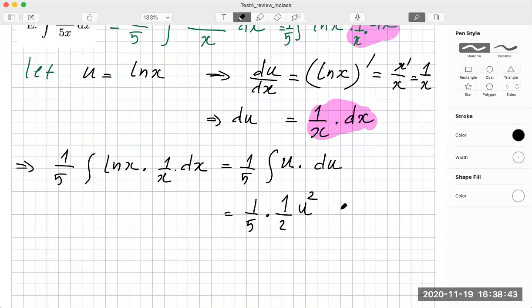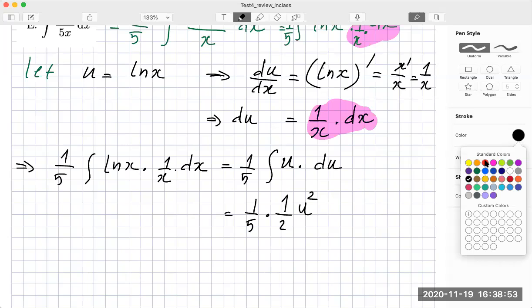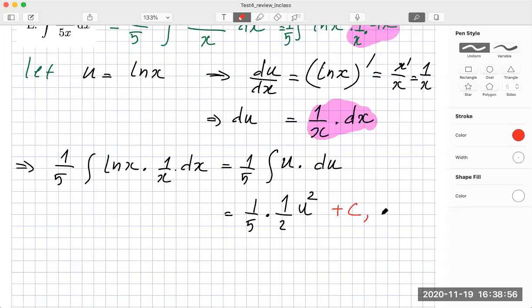Okay. What do we need more? This is an indefinite integral, so we need plus c, where c is a number. Okay. Very good.